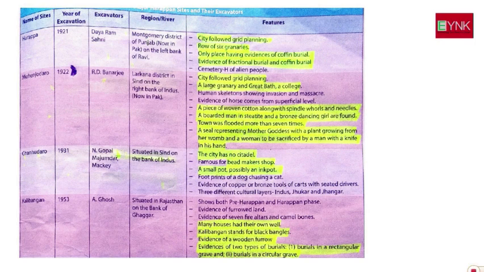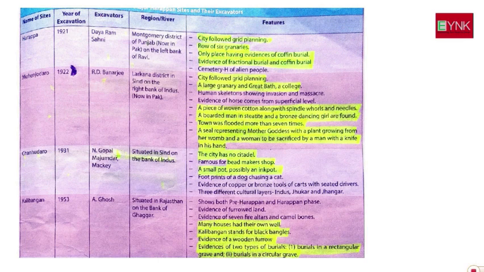Now moving to Kalibangan, the third biggest city, excavated in 1953. A. Ghosh excavated it. It is located in Rajasthan on the bank of river Ghaggar. Kalibangan was mainly famous for the black bangles and also the wooden furrows. Here you can see the rectangular and circular grave burial system. Here the houses also had their own wells.